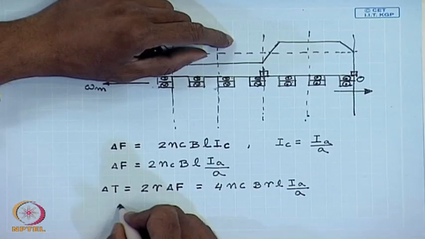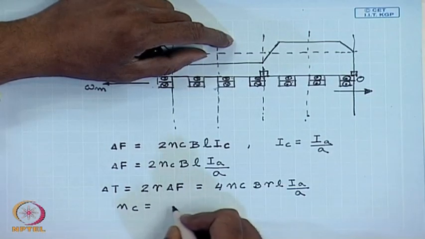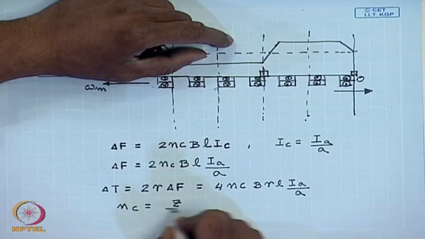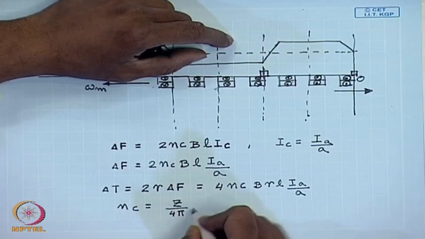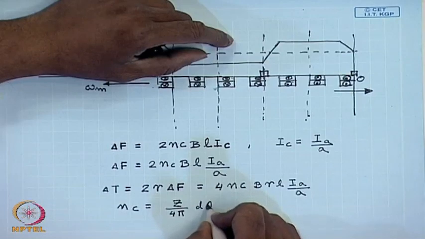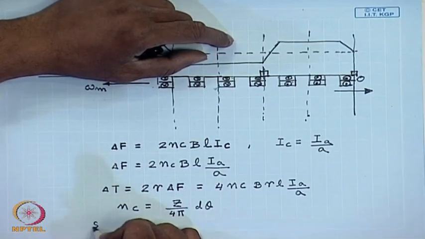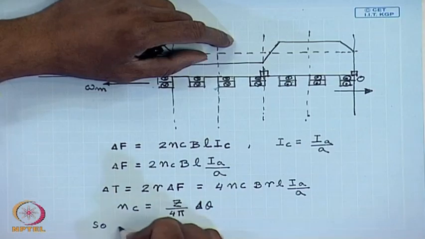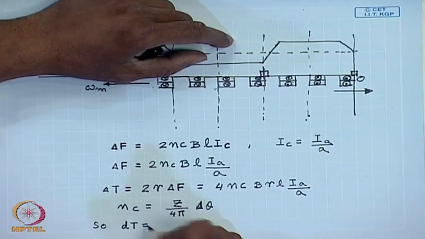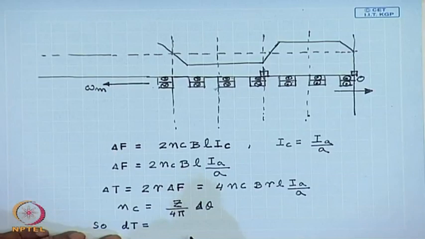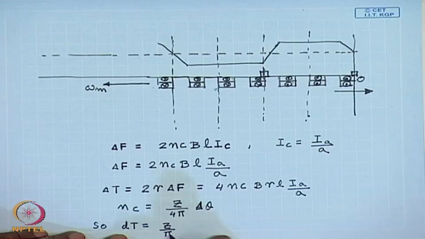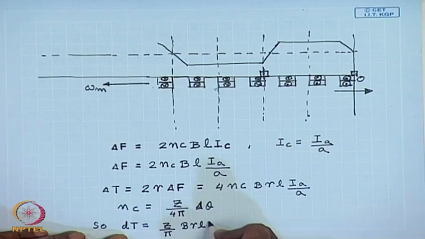However, we have found out N c equal to Z by 4 pi into d theta. So, dT equal to Z by pi B R L I a by A into d theta.